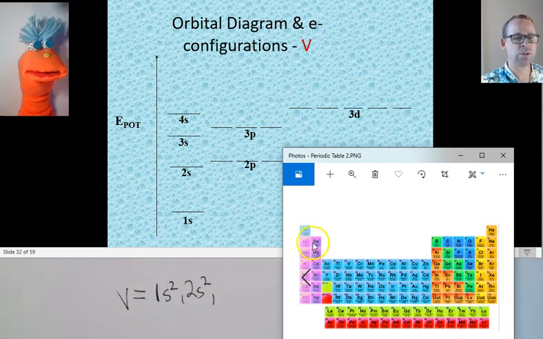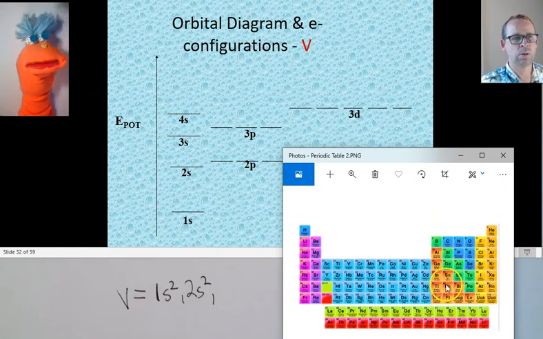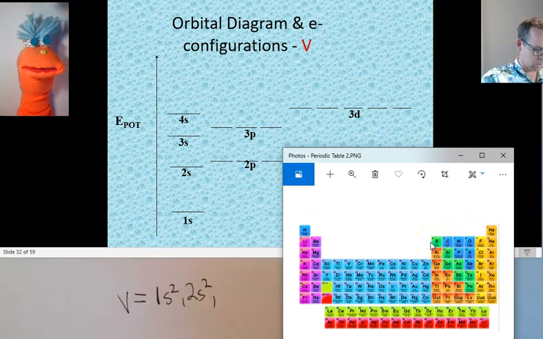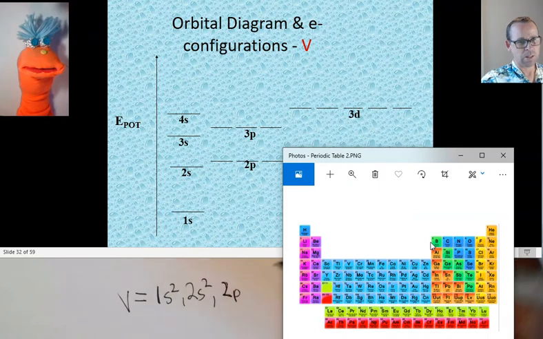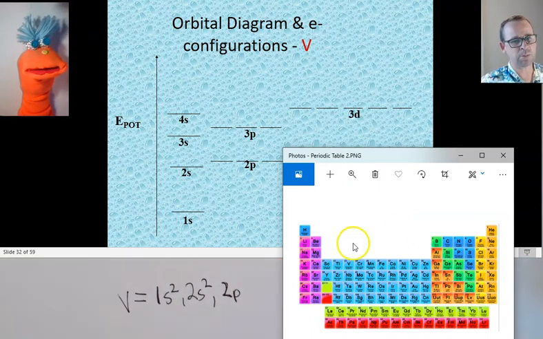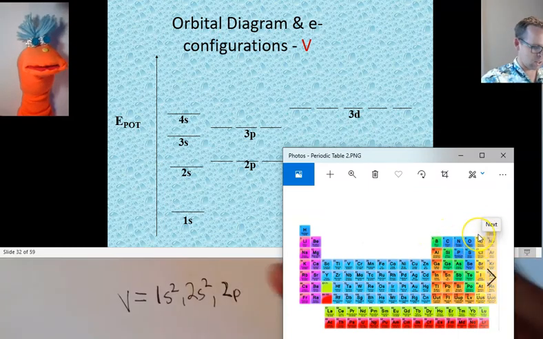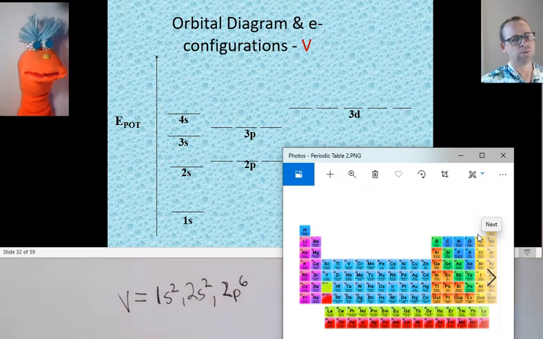After 1s2 and then 2s2, we have over here, do you remember what this block is? That's the p block. That's right. N equals 2 still. We're on the second row here. So n equals 2, p. All right. And then we're going all the way to vanadium. So how many electrons do we have here? 1, 2, 3, 4, 5, 6. So 6 electrons in our 2p.